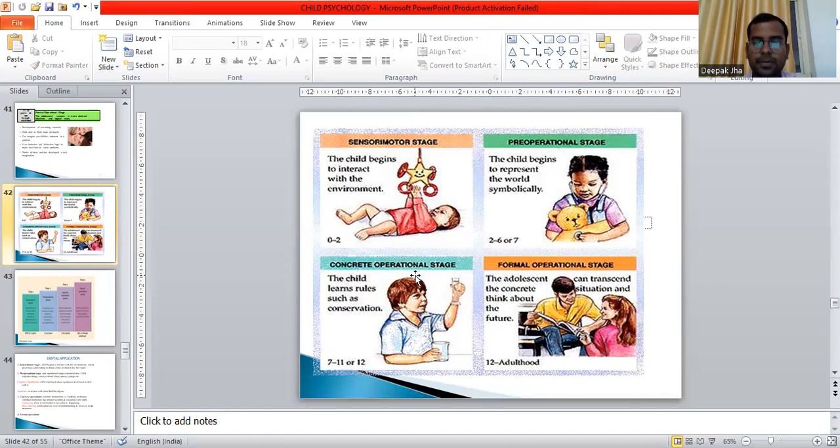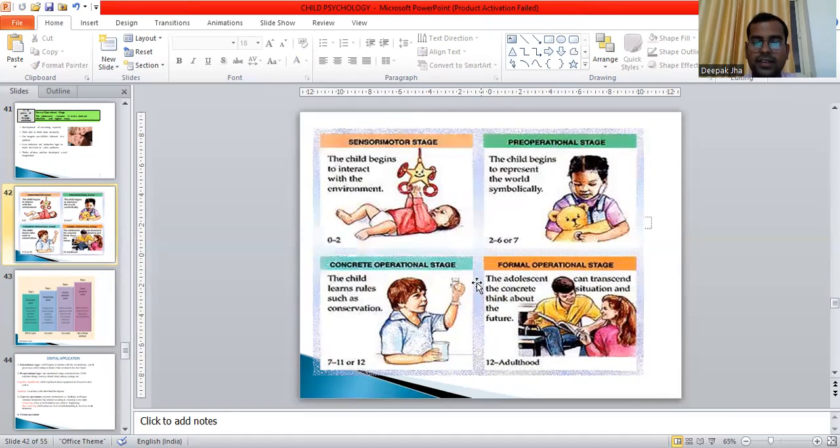Next is the concrete operational stage. Also, this is the stage wherein egocentrism develops and all those things. In the concrete operational stage, the child learns rules such as conservation. Concrete operational is the stage where he's going to school. He now learns mathematics and all these things.